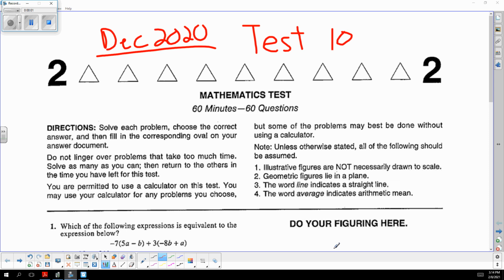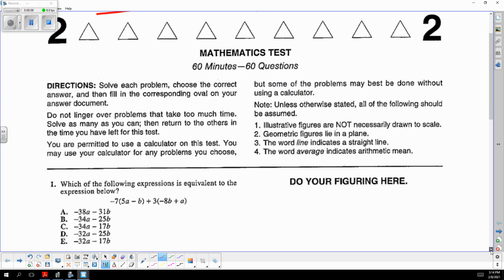Okay, sports fans, this is December 2020. It is test 10 in my continuum.